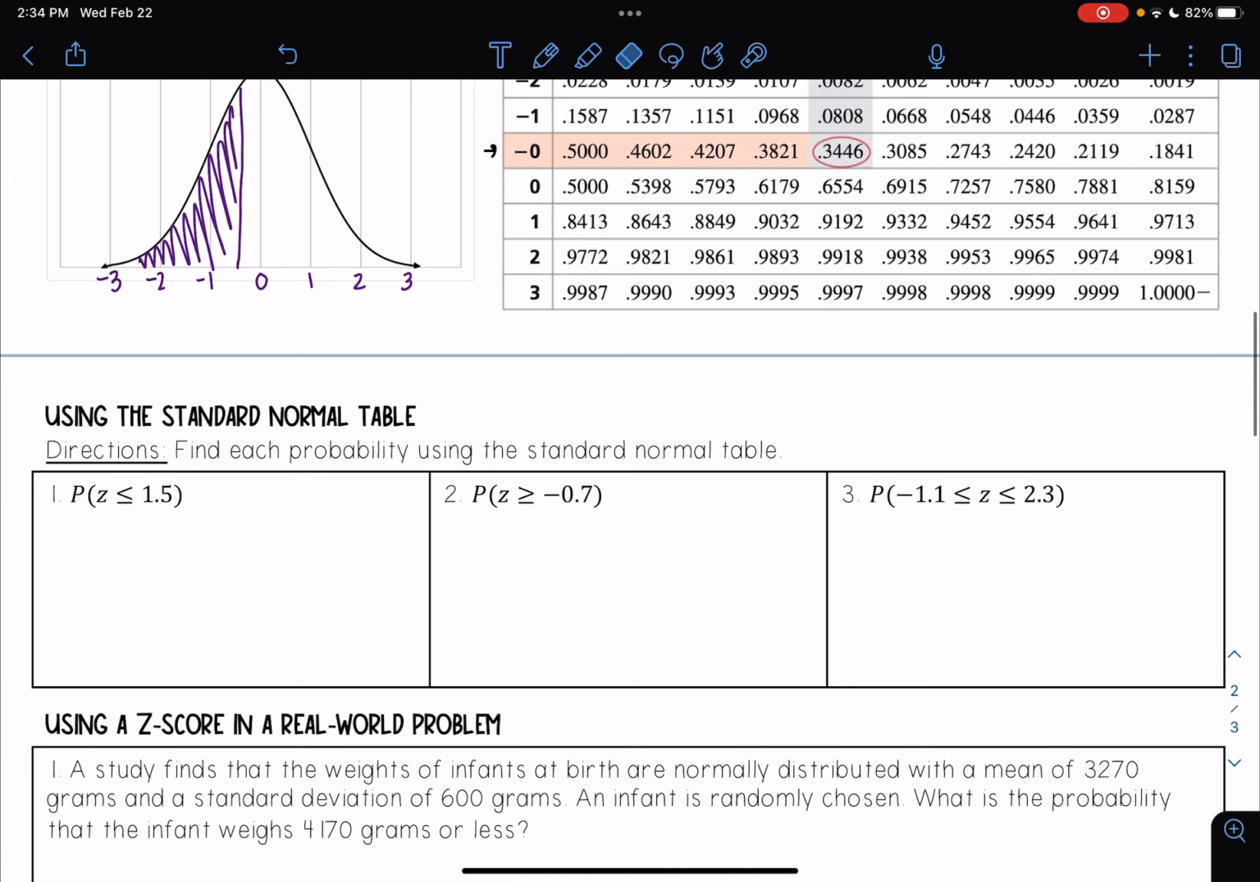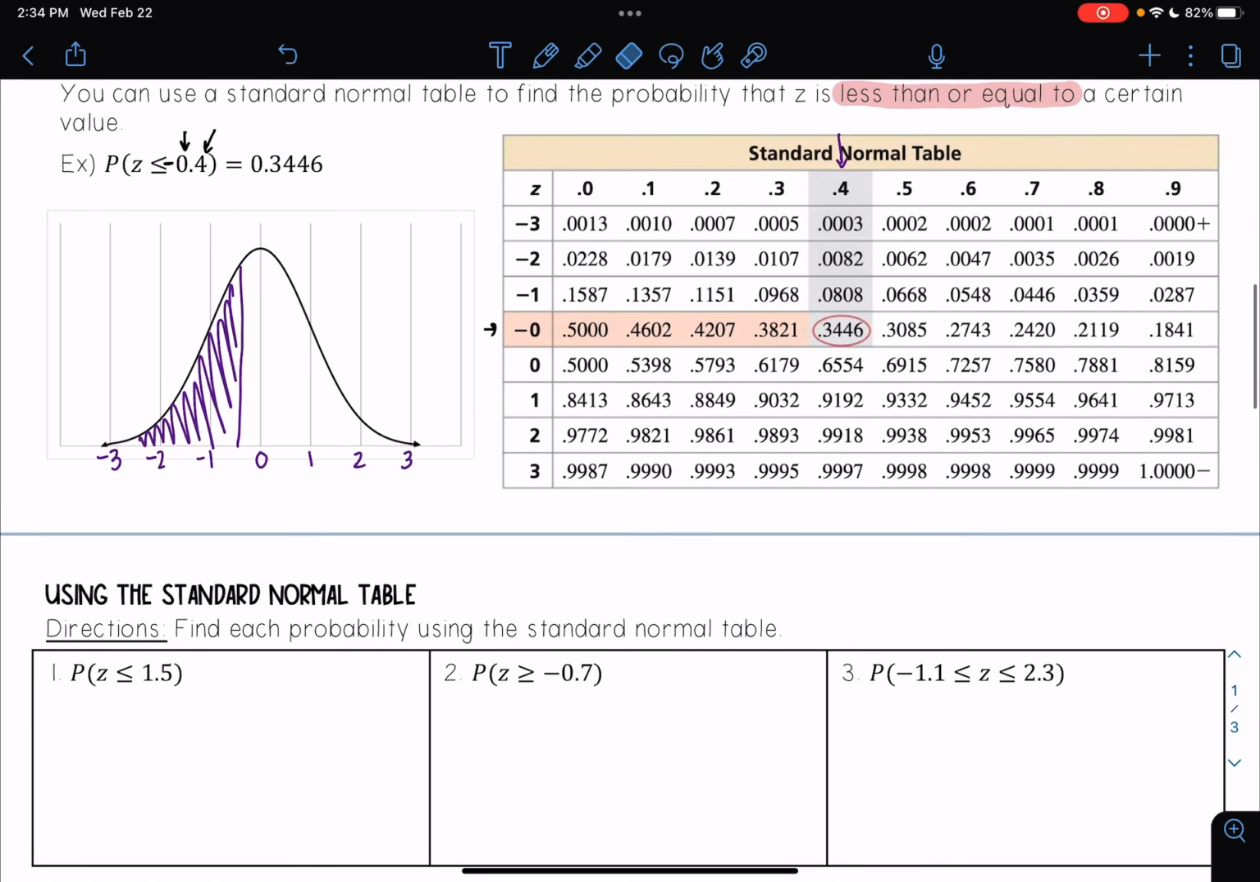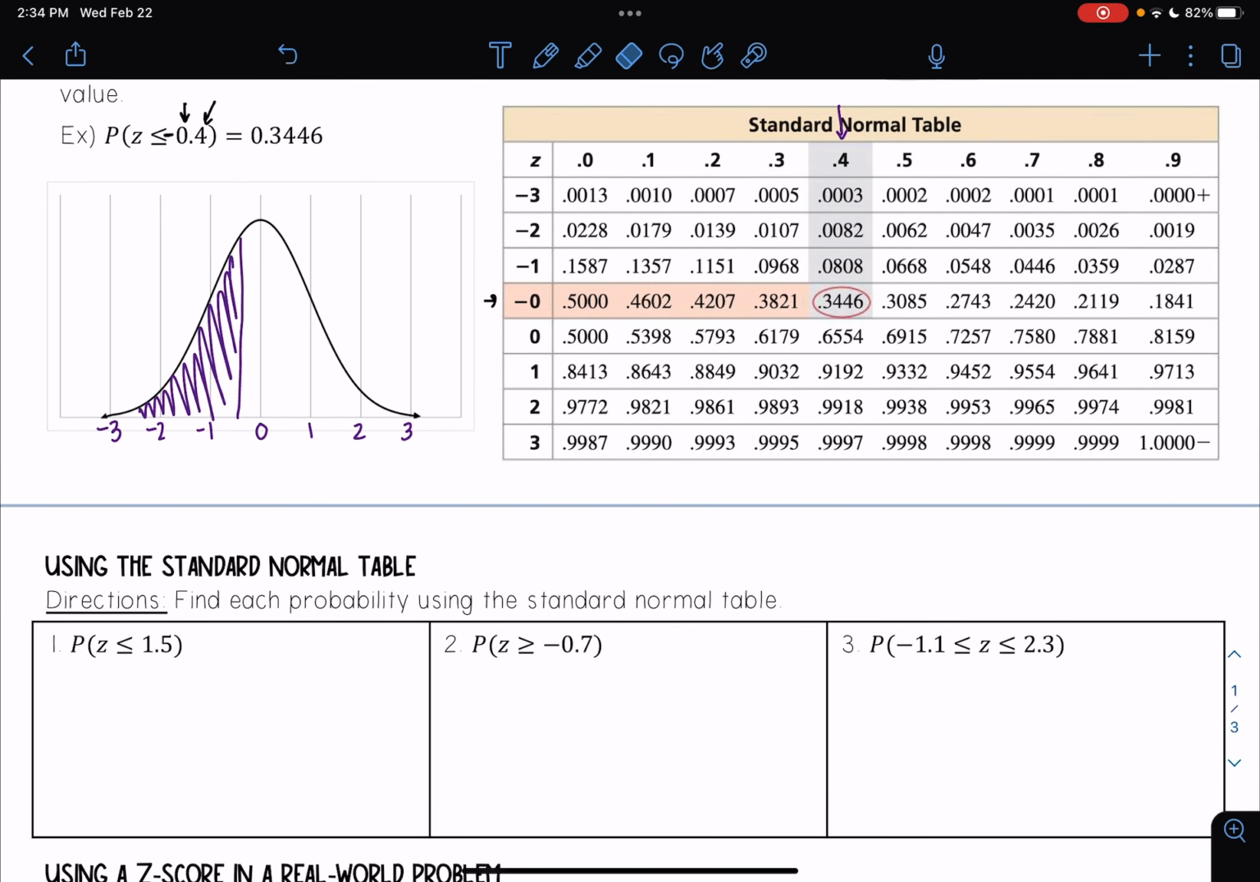So let's practice finding that. Here I'm going to find each probability using the standard normal table. First I have the probability that z is less than or equal to 1.5. Here I'm starting with a 1, so I'm going to go to the 1 row, and I want to go to the 0.5 column. Traveling all the way to 0.5, I see that it's right there, and so that probability is 0.9332.